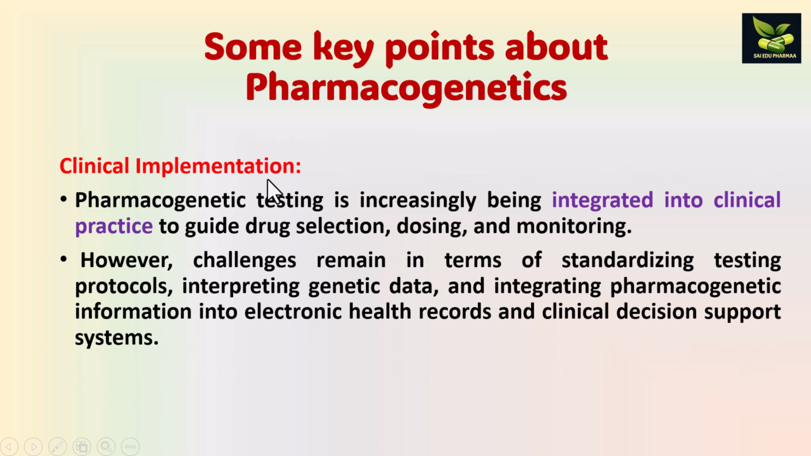Second is clinical implementation. In pharmacogenetic testing, the clinical practice is integrated so that the drug selection is properly guided, and dosing and monitoring is also taken care of. There are various challenges in terms of standardizing testing protocols and interpreting genetic data and integrating the pharmacogenetic information into electronic health records and clinical decision support system. So clinical implementation is the second key aspect of pharmacogenetics.